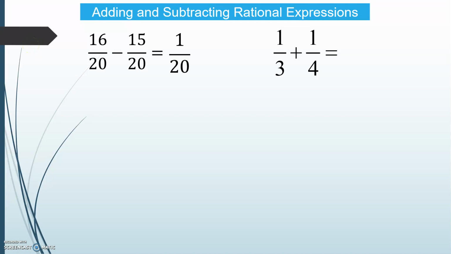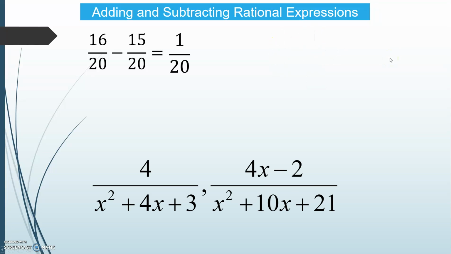Same thing with the addition problem. So for this example, this one here, the least common denominator is going to be 12. So I'm going to multiply this whole fraction by 4 and this whole fraction on top and bottom by 3.